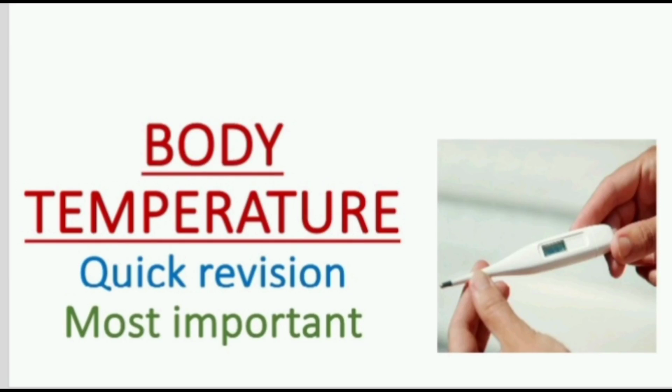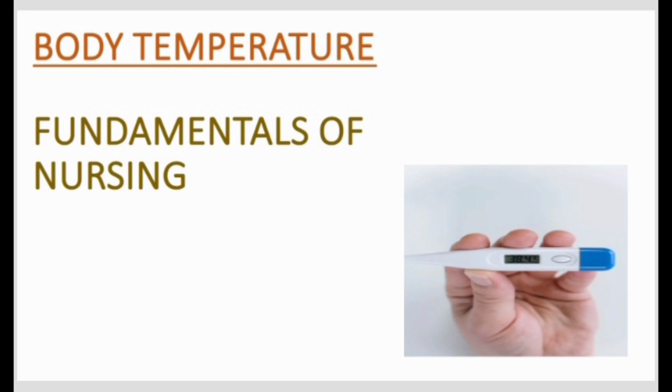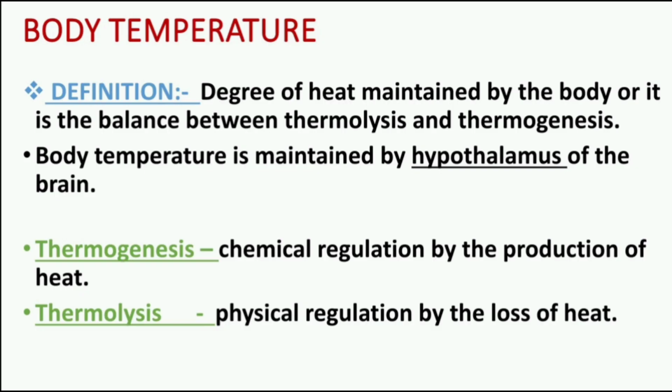Today I am sharing some points regarding body temperature. First, definition. Body temperature is the degree of heat maintained by the body, or it is the balance between thermolysis and thermogenesis. Body temperature is maintained by the hypothalamus of the brain.